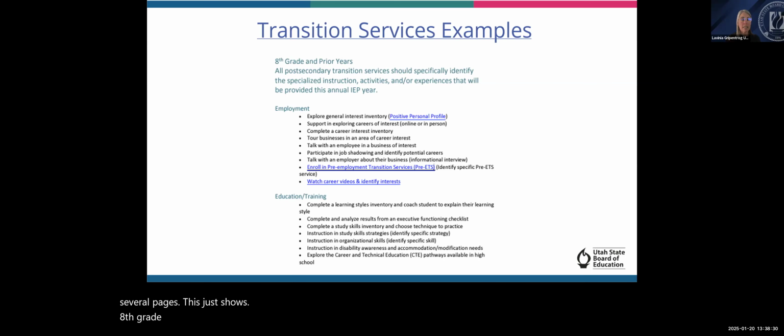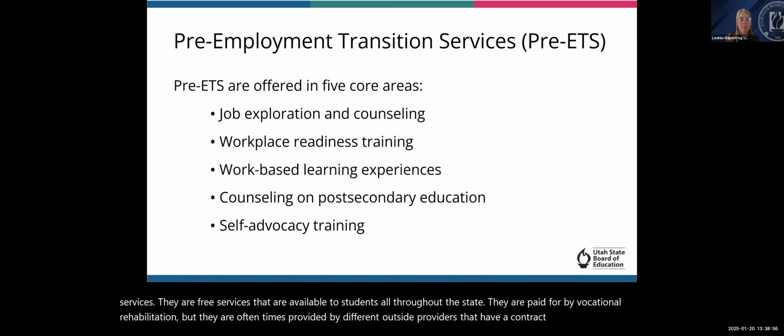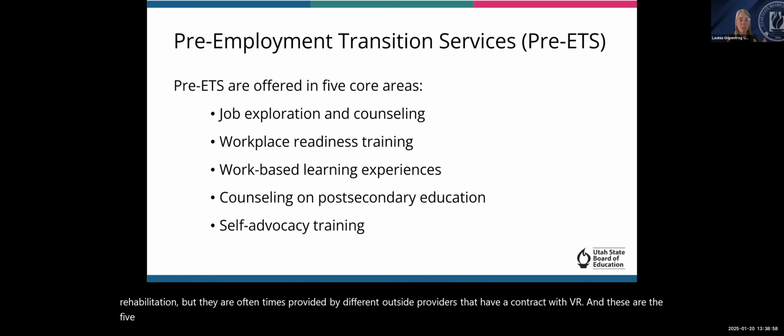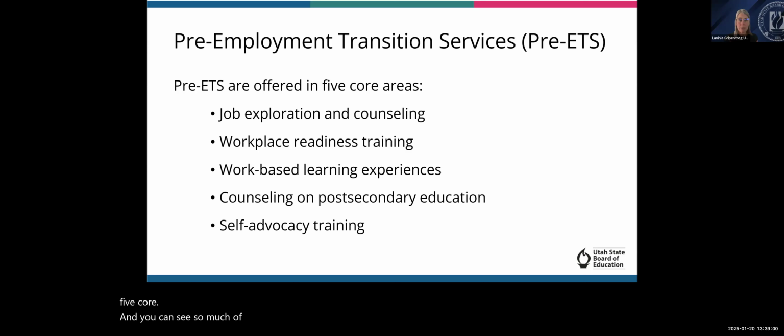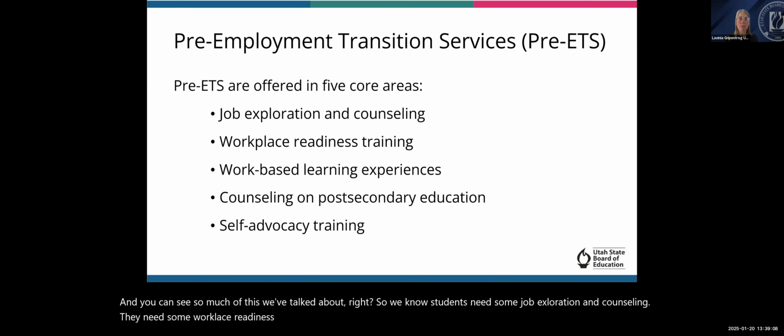And then pre-ETS, or pre-employment transition services, are free services that are available to students all throughout the state. They are paid for by vocational rehabilitation, but they are oftentimes provided by different outside providers that have a contract with VR. And these are the 5 core services. And you can see so much of this we've talked about, right? So we know students need some job exploration and counseling. They need some workplace readiness skills. Work-based learning experience is huge.